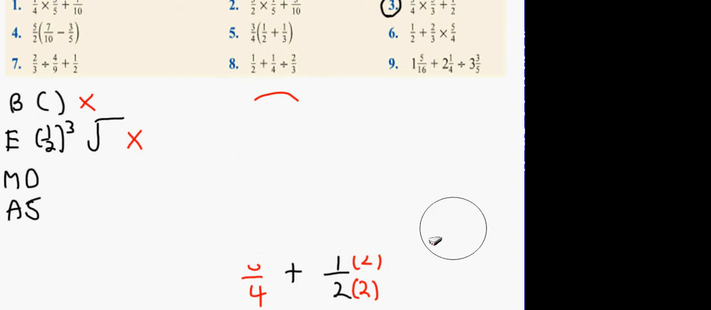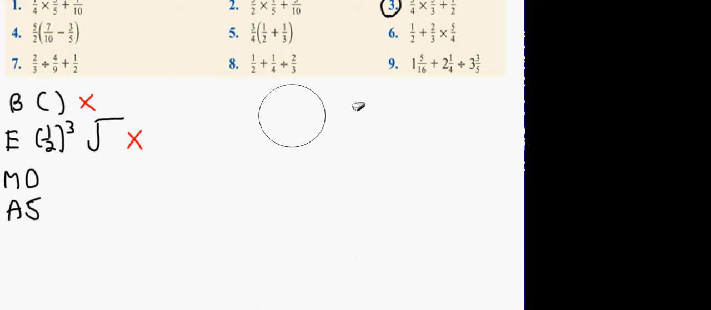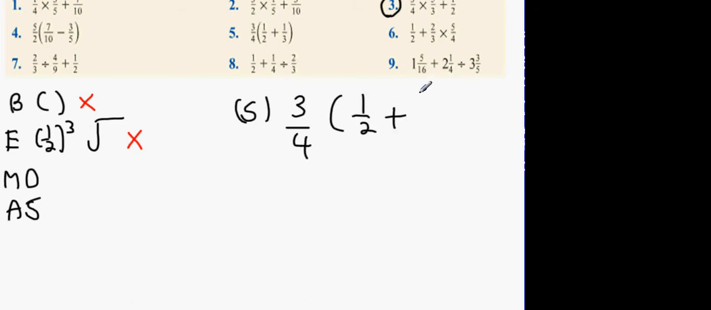The next one I'm going to do is question 5. Okay? Question 5 is the following. It says 3/4 multiplied by a half plus 1/3. It means 3/4 multiplied by whatever a half plus a third is. The reason for that is, what do we need to do first? Do the brackets. We need to do a half plus a third.